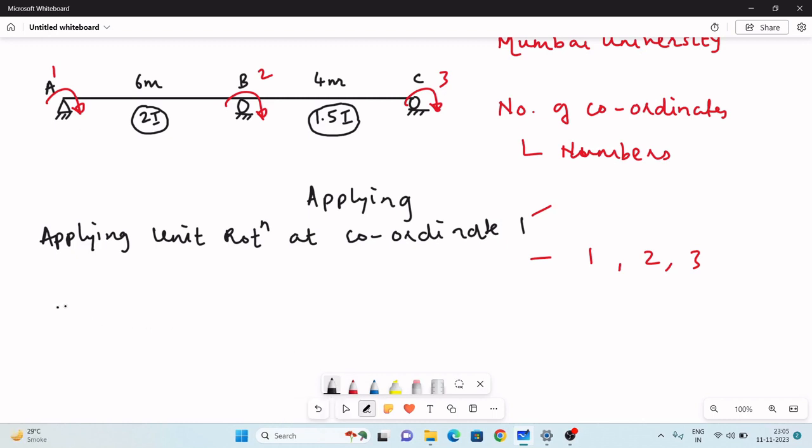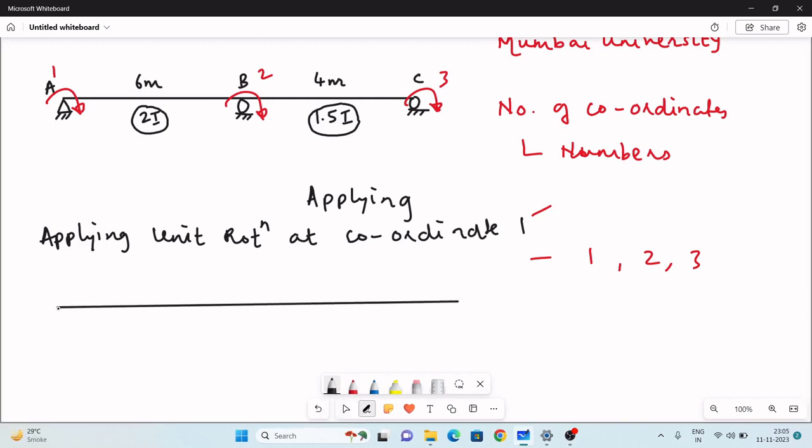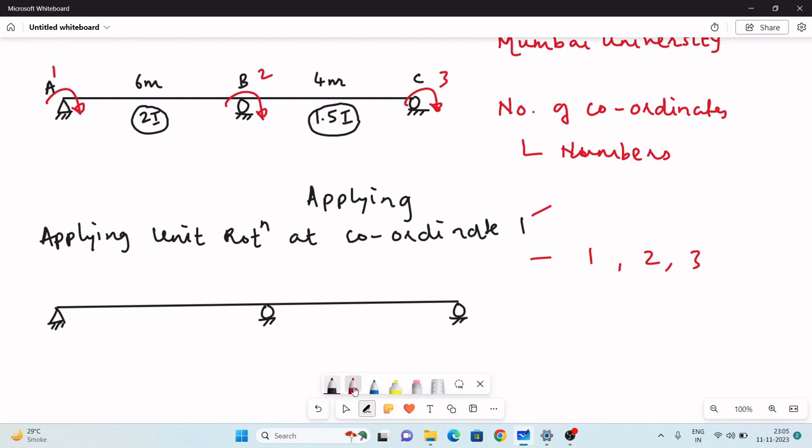Okay, so again I will draw the beam, the continuous beam. A has a hinge support and the other joints have roller supports. You are applying unit rotation at A, at coordinate 1. You see, all the coordinates have a clockwise sign, so you have to apply clockwise rotation. Since the rotation is clockwise, this beam will sag. The displacement will be downward for this beam, for AB. Okay, so here you have unit rotation, theta A equal to 1.